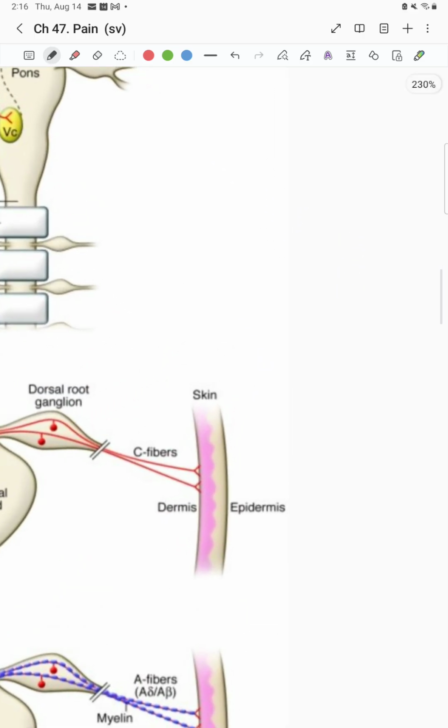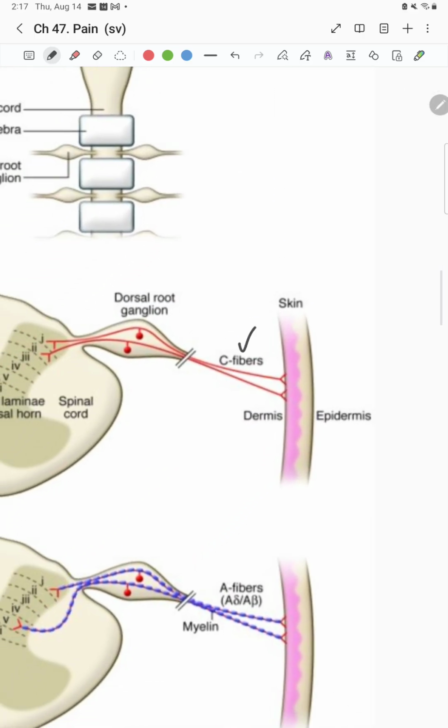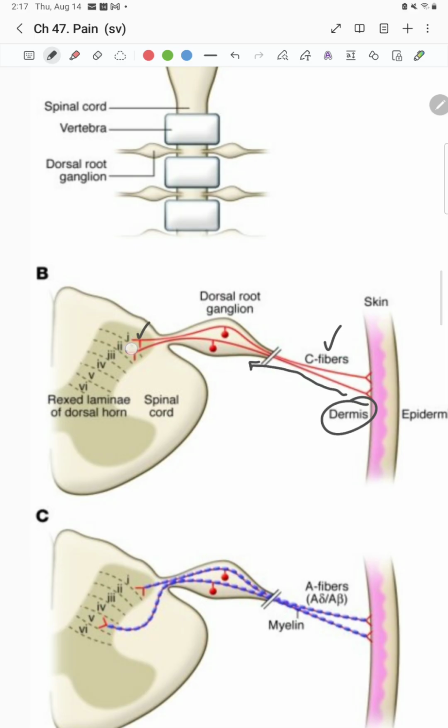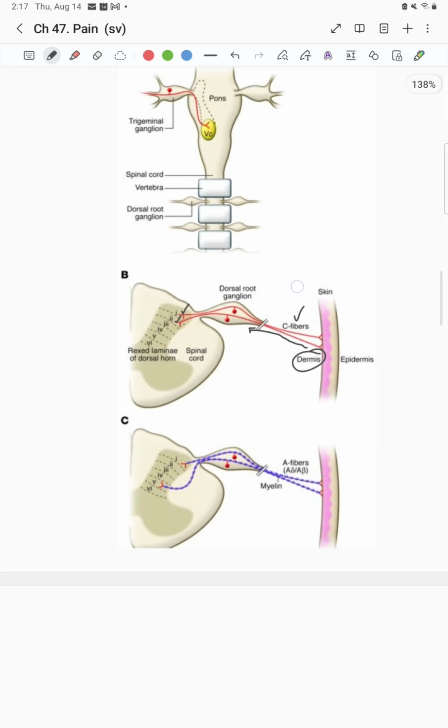Okay, here is a close-up of a C fiber, how it would connect to the dermis, and then have some neurological wiring to the dorsal nerve root, and then its synapses into the dorsal horn. Creating the dull chronic ache.